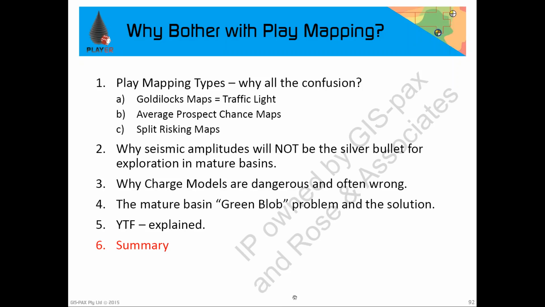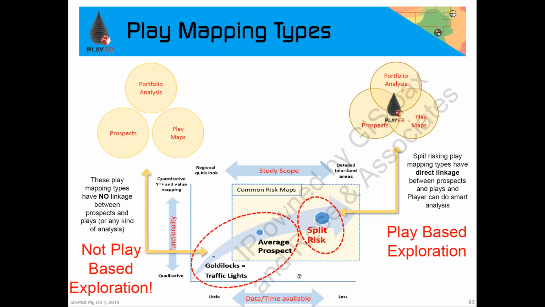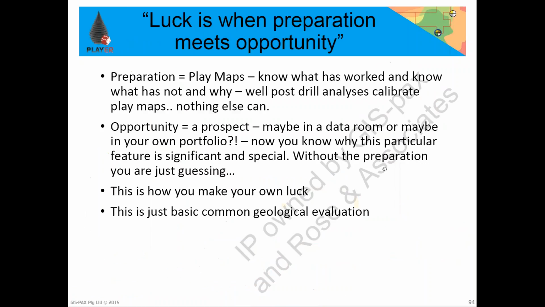So I've gone through all of the major issues that generally come up when people talk about play-based exploration. I would summarize and say that Goldilocks maps and average prospect maps don't integrate prospects, play maps and portfolio analysis. They keep these worlds separate. If you want to actually integrate your prospects with your play maps and make some clever decisions, then you need split risk maps. So that's why we always talk about these, because of the major benefits, and doing that easily is obviously what geologists want to do.